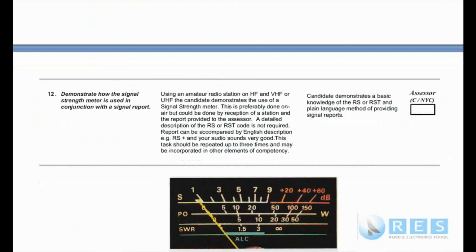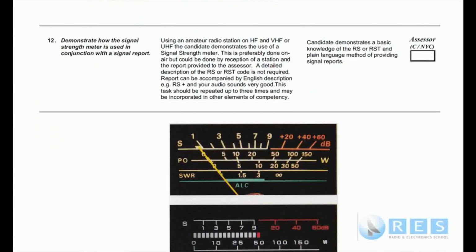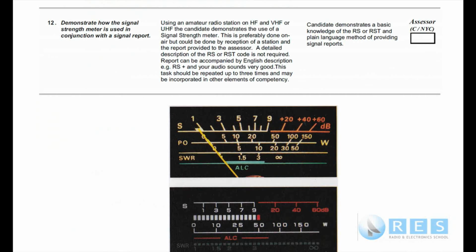Because number 12 is just contacting another station and giving them a signal report. Let's have a read of the competency. Number 12, demonstrate how the signal strength meter is used in conjunction with a signal report. So you really just need to look at the S meter and take a signal strength reading off the S meter, and we'll look at the S meters below shortly.